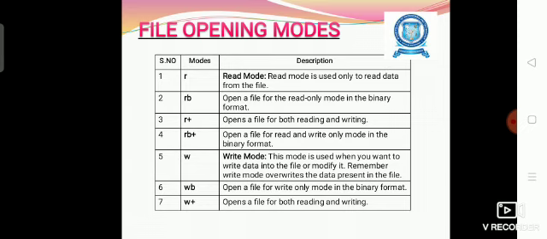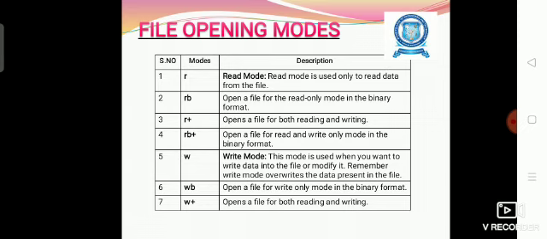RB plus means open a file in read and write mode in the binary format. Plus means read and write. We can easily remember: plus means read and write, B means binary format. So RB plus means we can read and write a file, but in binary format.